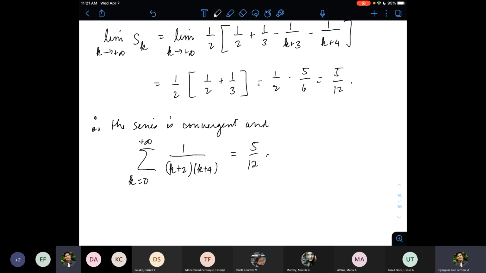All right, so that's how you handle telescoping series. So a lot of work because we need to determine what's the formula for the kth partial sum. But once you get the kth partial sum, we expect some of them will cancel each other out.